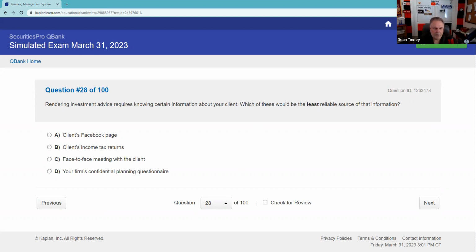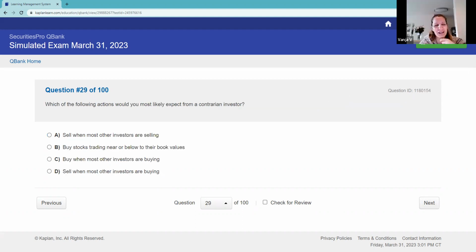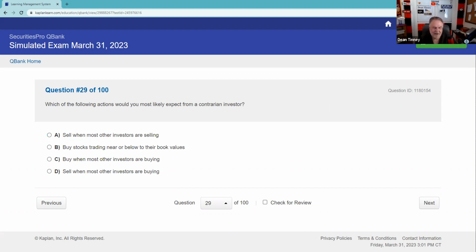Rendering investment advice requires knowing certain information about your client. Which of these would be the least reliable source of that information? Client's income tax return, face-to-face meeting with the client, your firm's confidential planning questionnaire, client Facebook page. I think A is the one. Yeah, that's a layup there. Which of the following actions would you most likely expect from a contrarian investor?